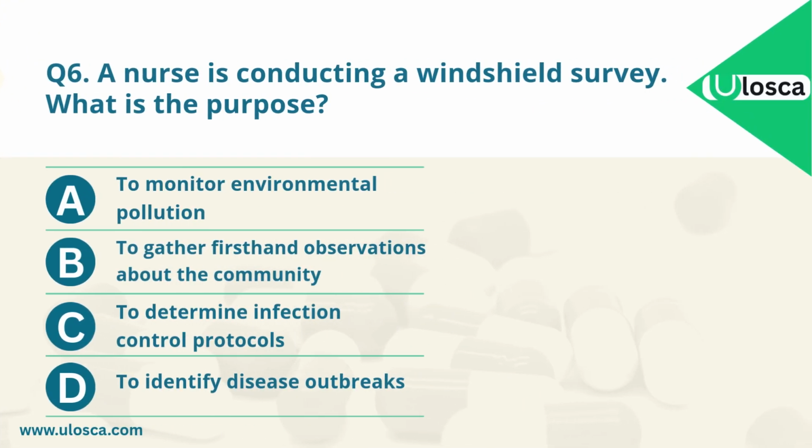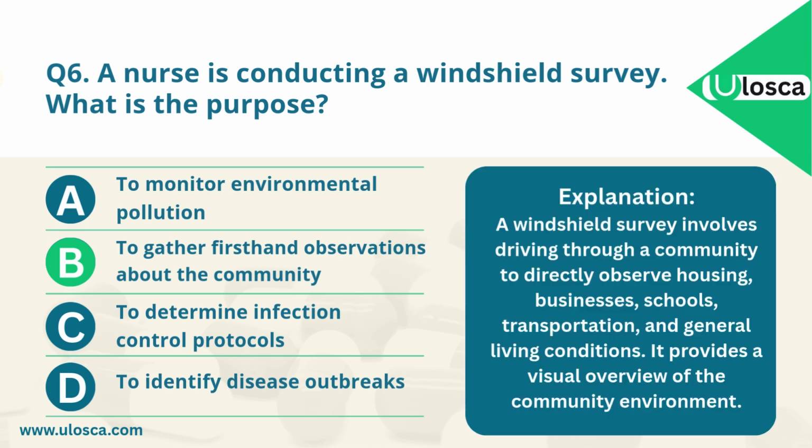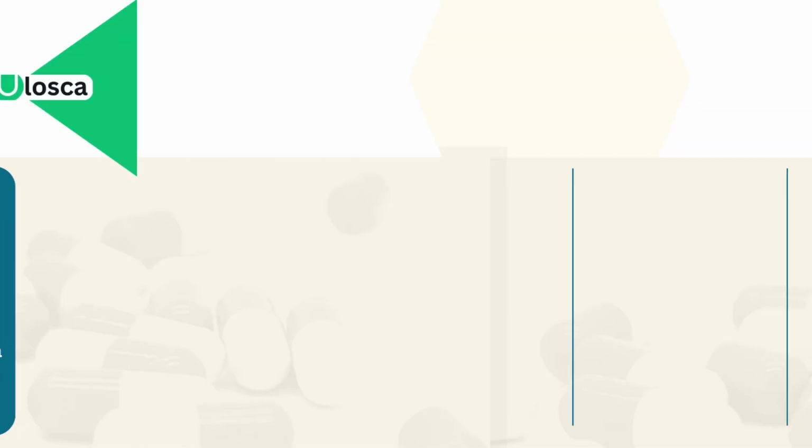The correct answer is B. To gather first-hand observations about the community. Explanation. A windshield survey involves driving through a community to directly observe housing, businesses, schools, transportation, and general living conditions. It provides a visual overview of the community environment.